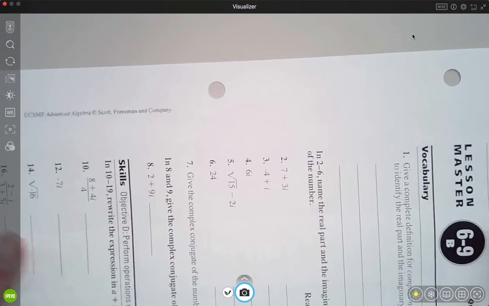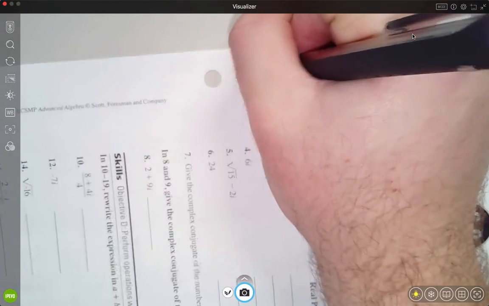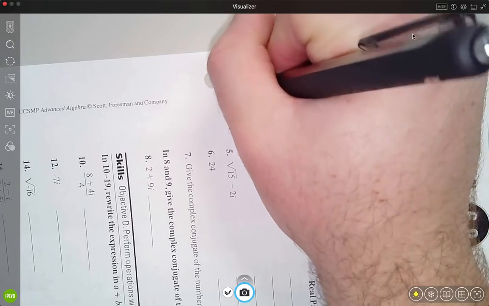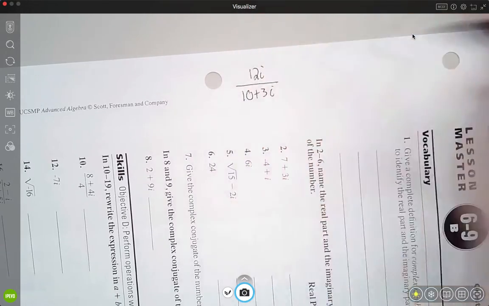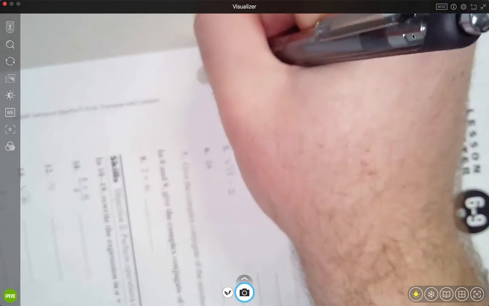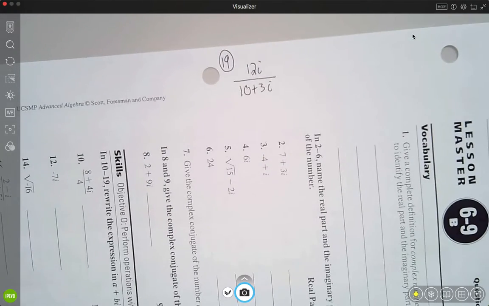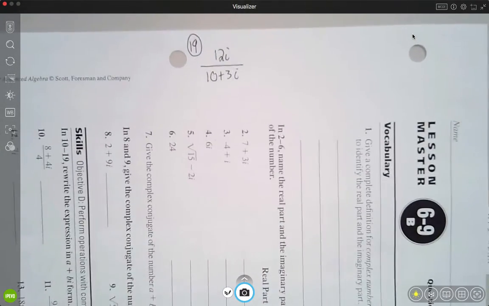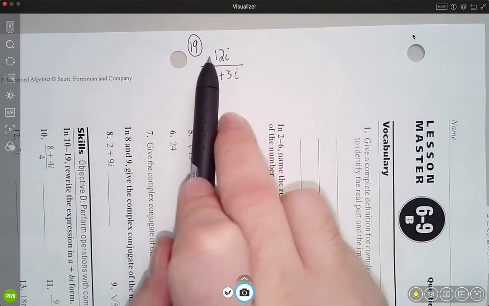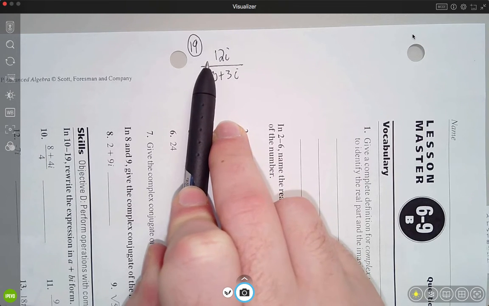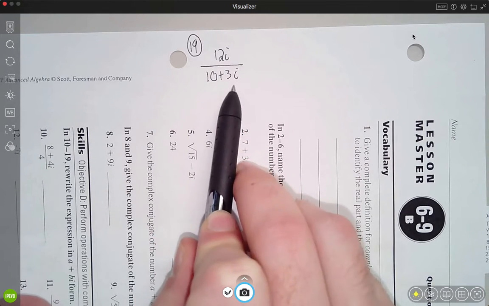So again, I'm going to turn my paper sideways here so I have a little bit of room to do this. But I'm starting with a 12i all divided by 10 plus 3i. Now this one is still a division problem, but it's slightly different because on top all I have is the 12i. I don't have that normal a plus bi form. I don't have the number in front of the 12i. That doesn't really change anything because my issue is with the i in the bottom.